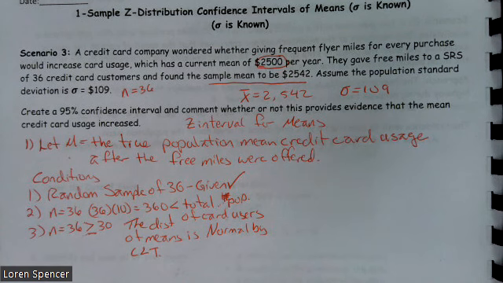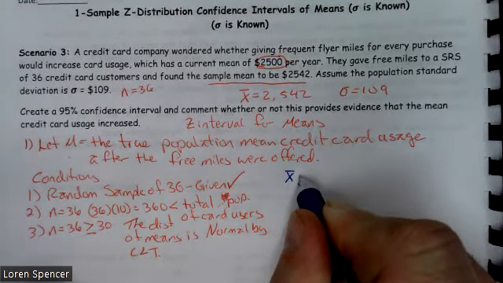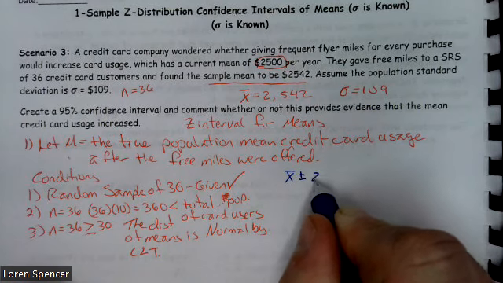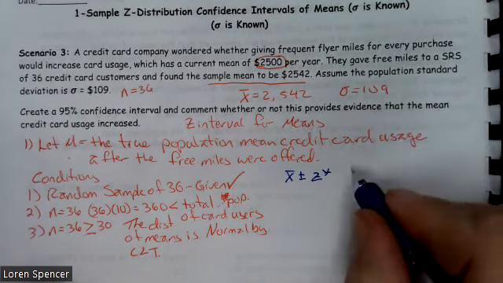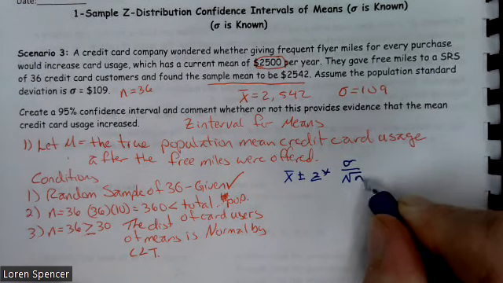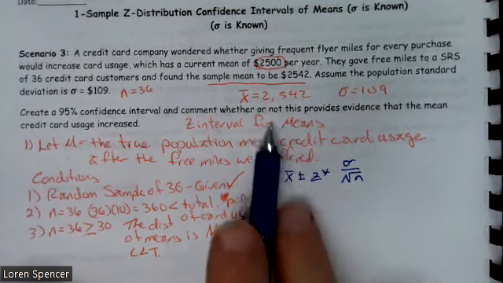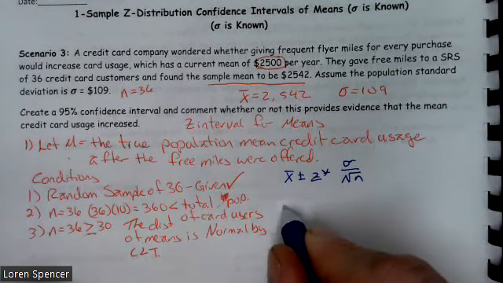All right, the next thing we need to do is we need to go ahead and calculate our data. So our confidence interval formula is basically X bar plus or minus Z star, the standard deviation of the population divided by the square root of N. So let's start plugging in what we know. Well, we know the sample mean, which is 2,542.